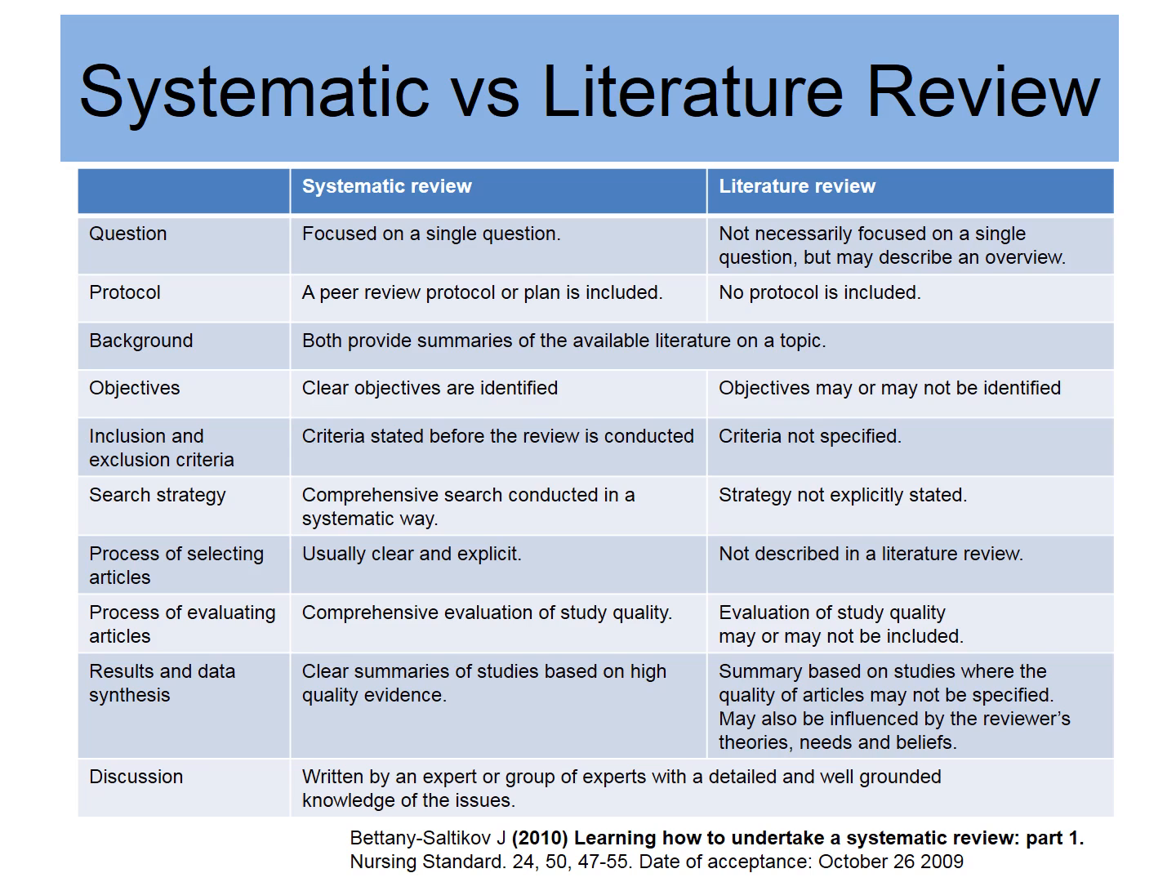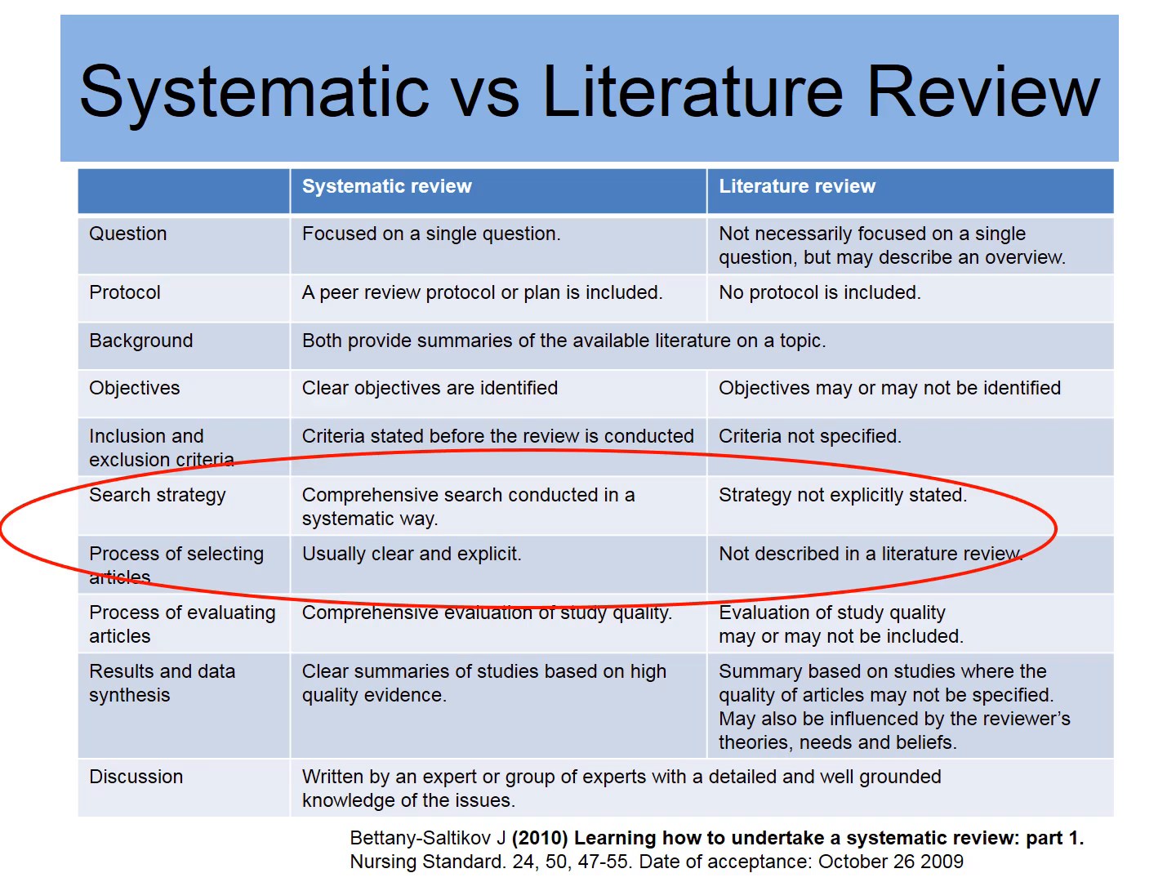You are probably all experts at helping others do a literature review, and this table here neatly shows some of the differences between a literature review and a systematic review. I'd like to bring your attention to the search strategy row in the table. It shows here that in a literature review the search strategy is not explicitly stated, whereas in a systematic review there is a comprehensive search strategy and the search is conducted in a systematic way.